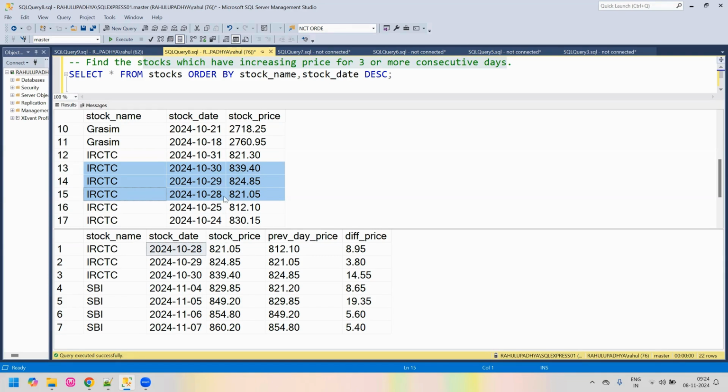3 business days, we can say. If on a trot, on 3 consecutive days, it is increasing, we are going to report all such stocks in the output. We will show what the stock price is on that date along with the previous day price and what the difference in the price is when compared with the previous date. So hope the problem statement is clear of what we need to achieve. We need to find the stocks which have increasing price for 3 or more consecutive days. So let's get going and solve this problem.